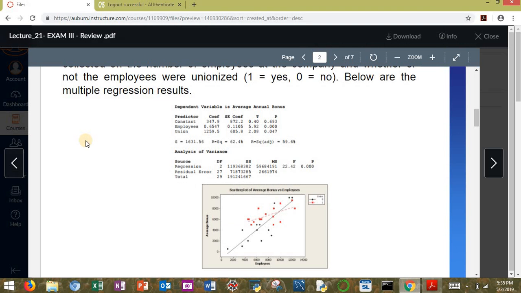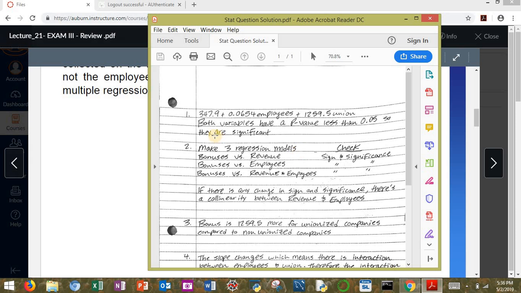And so the second part of that question was asking which of those variables are significant. So when we're looking for significance, we'll go to our p-value, and we were given an alpha level of 0.05, so a variable will be significant if it is less than that. So as you can see here, we have a p-value of 0 and a p-value of 0.047. Both of these are smaller than 0.05, so therefore employees and union are significant in this equation. And that is my solution to number 1.